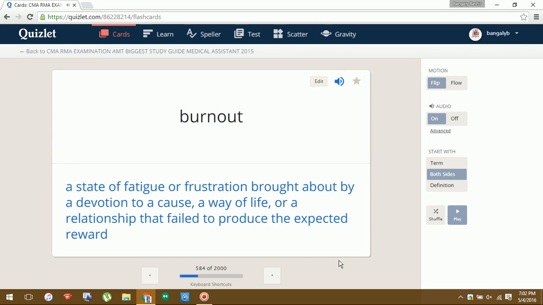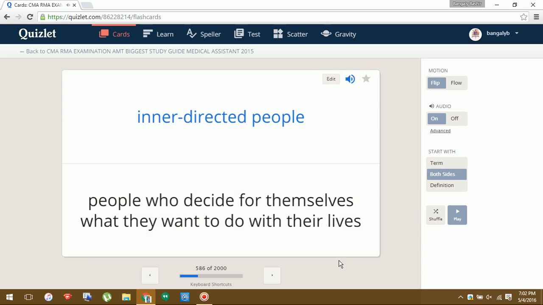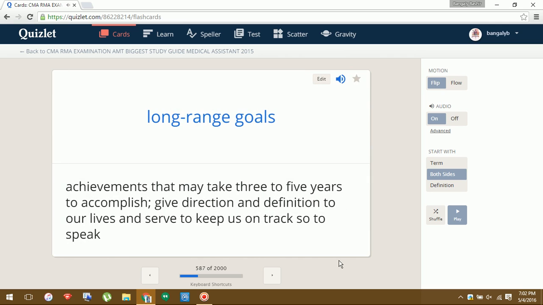Burnout. A state of fatigue or frustration brought about by devotion to a cause, a way of life, or a relationship that failed to produce the expected reward. Goal. Result or achievement toward which effort is directed. Inner-directed people. People who decide for themselves what they want to do with their lives. Long-range goals.